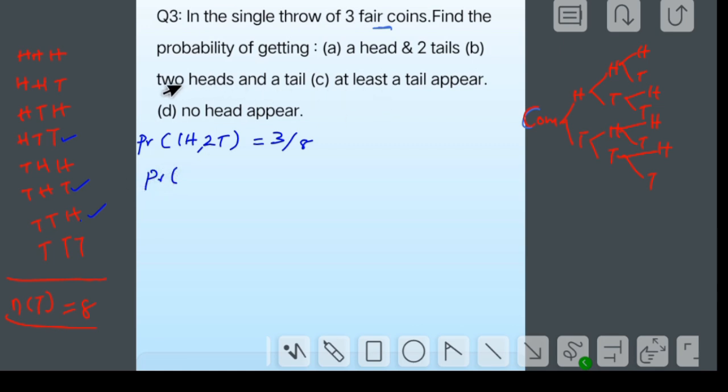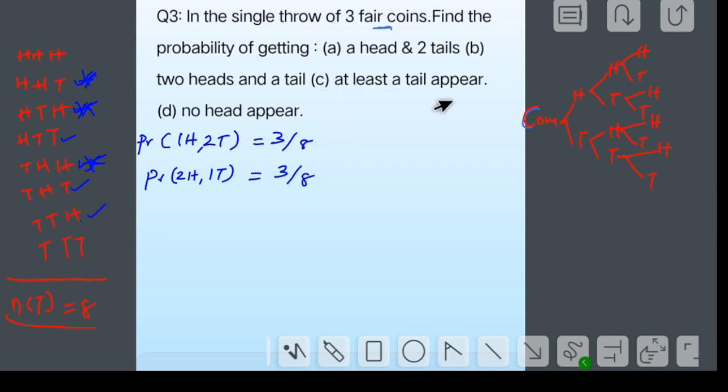Then we move on to the next question. Probability of getting 2 heads and a tail. Let's inspect our sample space. This is 3 heads. This is 2 heads and 1 tail. This is 2 heads and 1 tail. This is also 2 heads and 1 tail. We have it in 3 places. So that will still give us 3/8.